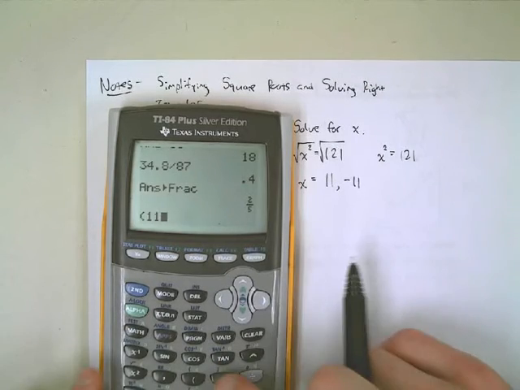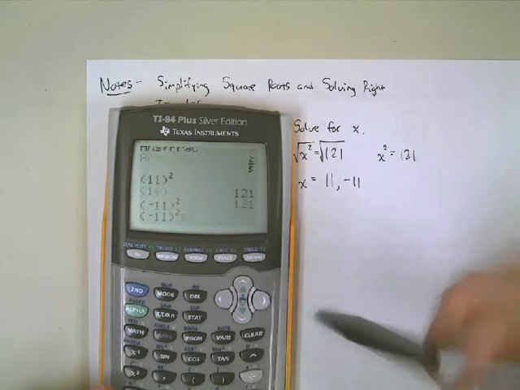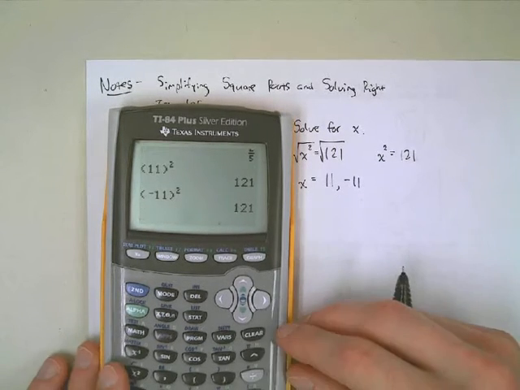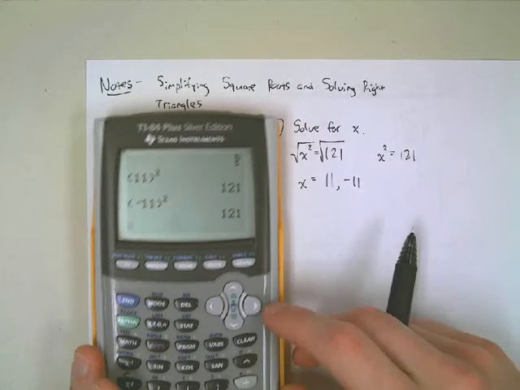11 squared is 121. Negative 11 squared is also 121, because a negative times a negative is a positive, so you get positive 121. So, we have two answers here.